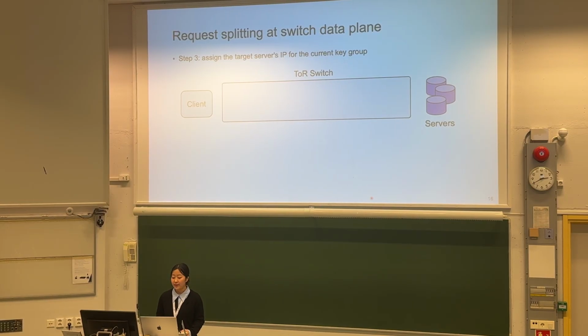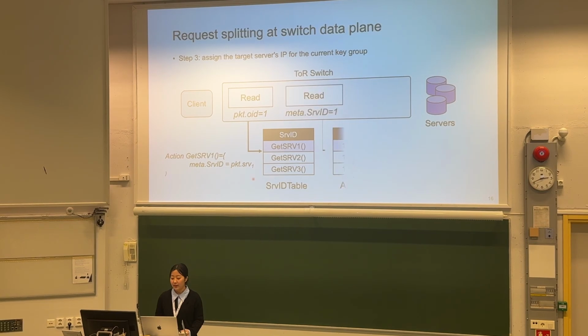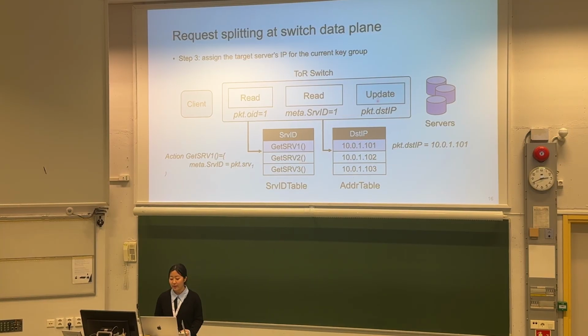Next, the switch assigns the target server address for the current key group. It first reads the metadata in the packet header, and based on that, it looks up the server ID table. The table contains match rules that tell the switch which server its key group should go to. In this case, the rules indicate that the current key group should be sent to server 1. So by this information, the IP address of the server is 100.1.101. The switch then updates the destination IP metadata field with its destination address.